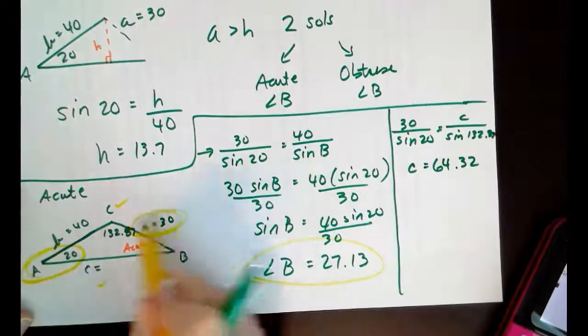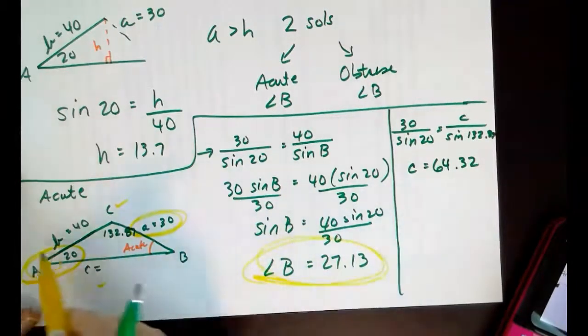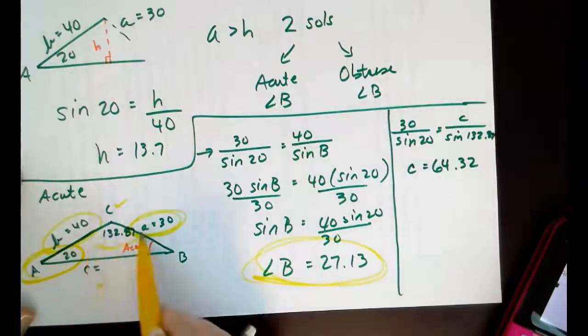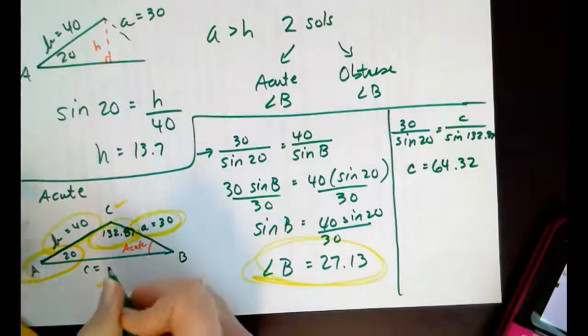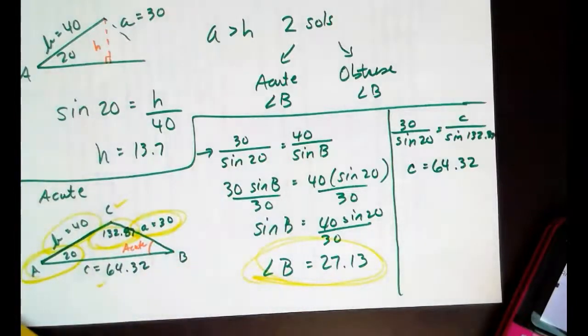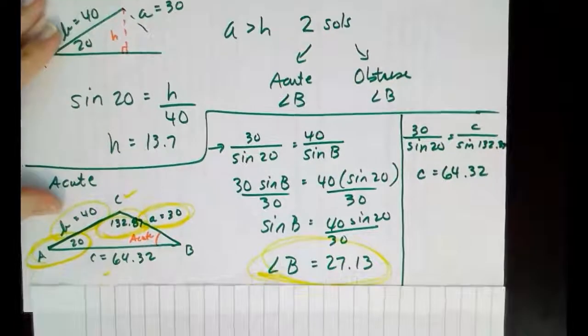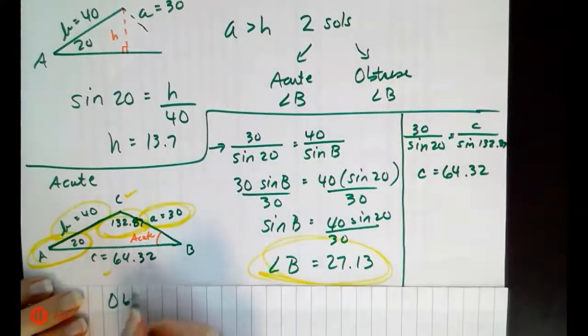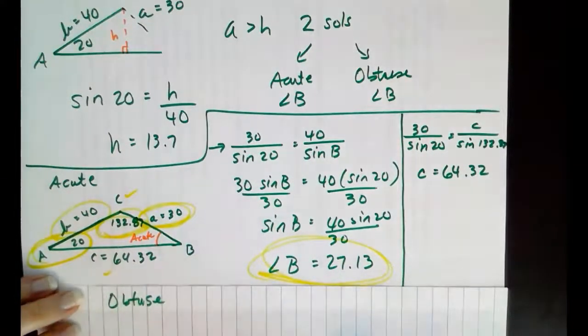So we've got everything here. Angle A, side A. Angle B, side B. Angle C, and side C, 64.32. We just solved for all the parts of the acute version of this triangle. I'm going to keep going, and we're going to find the obtuse version of this triangle.